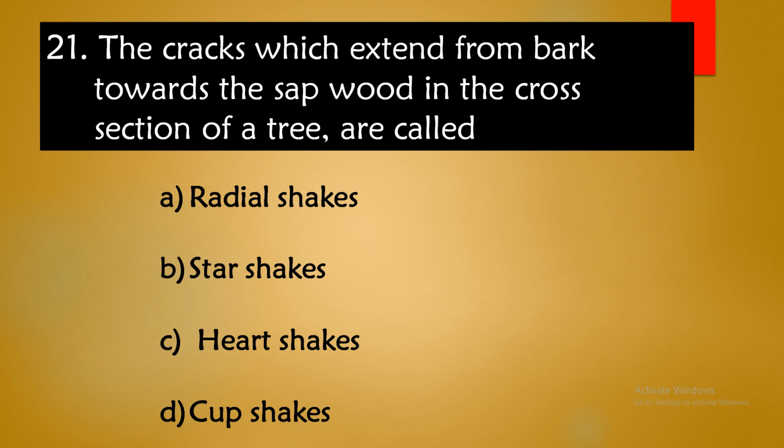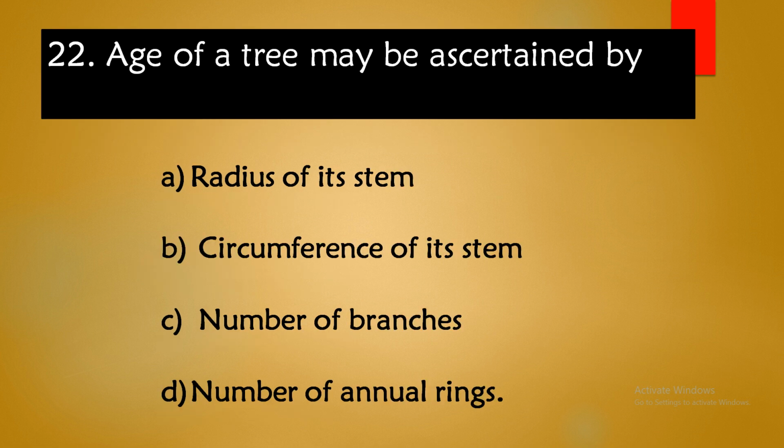The cracks which extend from bark towards the sapwood in the cross section of a tree are called as: radial shake, star shake, heart shake, cup shake. The answer is star shake. Age of a tree may be ascertained by: radius of its stem, circumference of its stem, number of branches, number of annular rings. The answer is the age of a tree is measured by the number of annular rings.